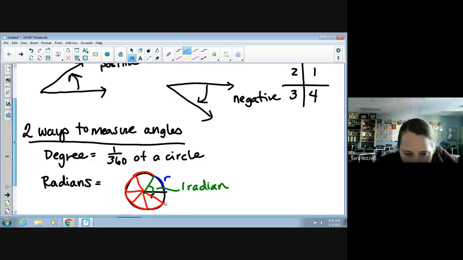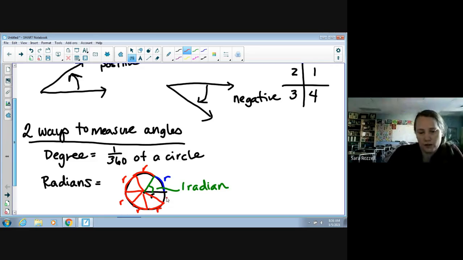I kind of did that one a little bit small. So I've got 6 plus a little bit. So there's 6 of these radians, and then we have just part of one. Okay. So what it actually turns out to be, technically, is that every single circle has 2 pi radians.